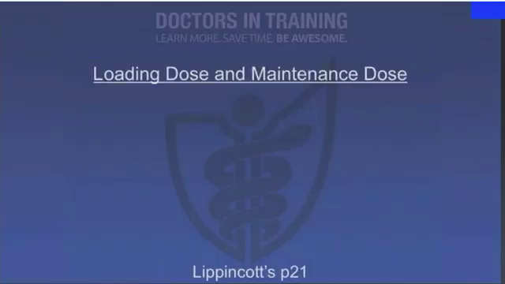So we're going to go out of order for a minute and talk about loading dose and maintenance dose. Sometimes you can't wait 4 or 5 half-lives to get a patient to a desired drug level. They might get sicker, they might die while you're waiting. So instead of just waiting, we give a loading dose. We give a higher dose in order to get the drug level up into the therapeutic range.